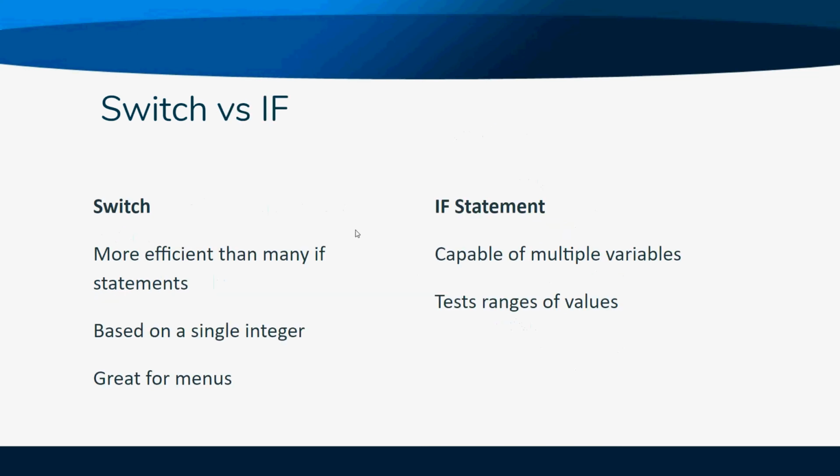Now the difference between a switch and an if statement: they both kind of do the same thing. An if statement is more versatile. You can do multiple variables instead of just one, and you can test ranges, like if something's greater than something, or if something's less than something. A switch can't. It's only based on a single variable, and you can only say if it is equal to something. And you might say, what's the point? Well, it's good for menus, and they're actually more efficient. They use memory a little bit more efficiently, so it speeds up your program if you can use switches rather than if statements, but they're not as versatile as if statements are.